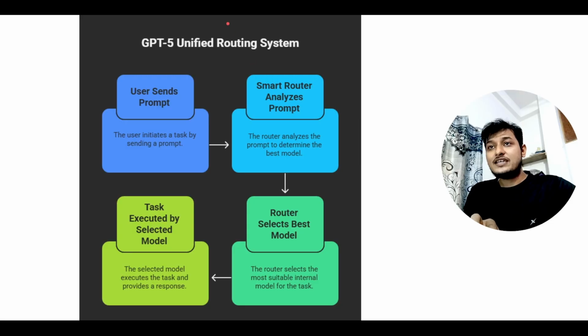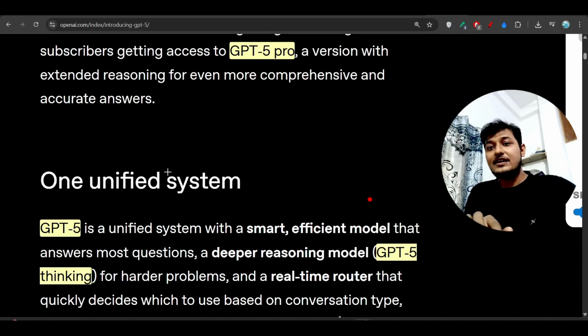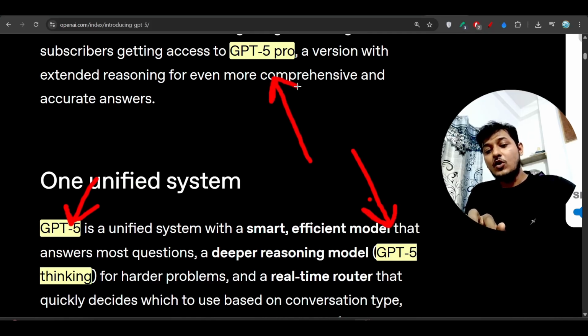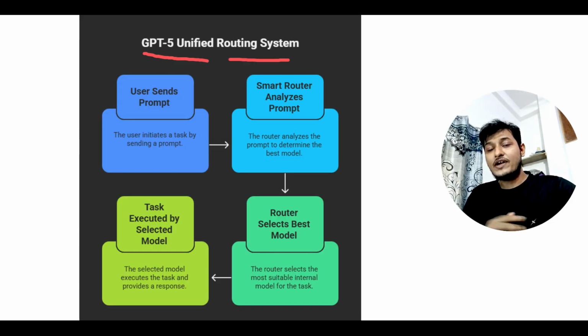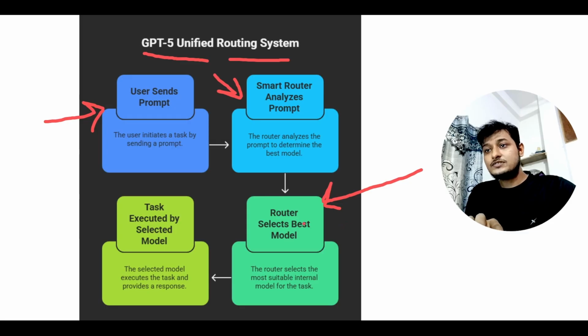Normally in the case of GPT-5, they are using a unified routing system, and they have models like GPT-5, GPT-5 thinking and GPT-5 Pro. All of the models they had previously have been unified, and currently when the user sends a prompt, that smart router analyzes the prompt to see whether it is simple or complex. Based on that, the router in the GPT-5 architecture selects the best model, and the task is executed by that selected model.